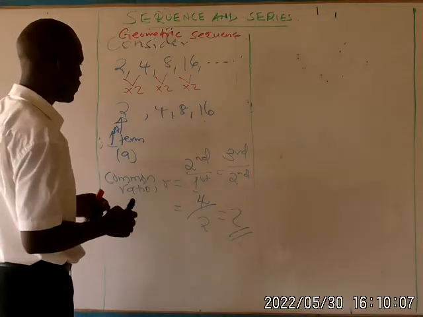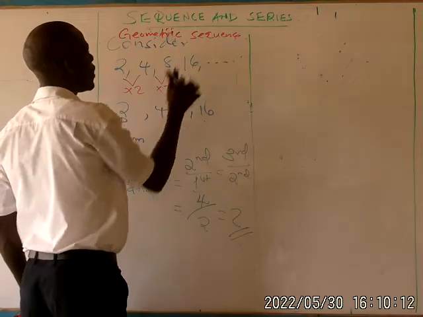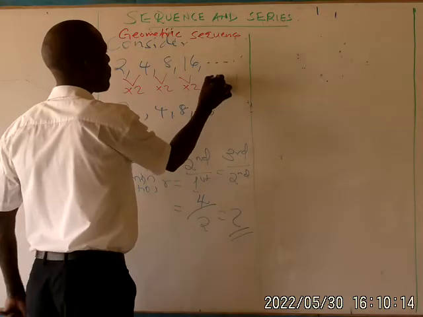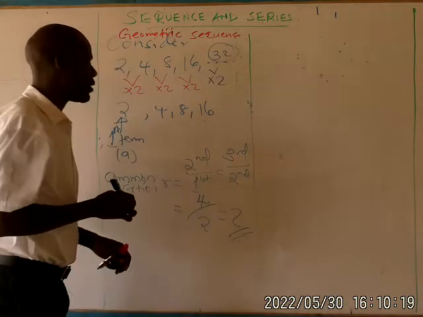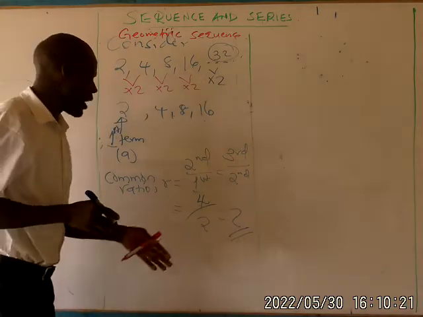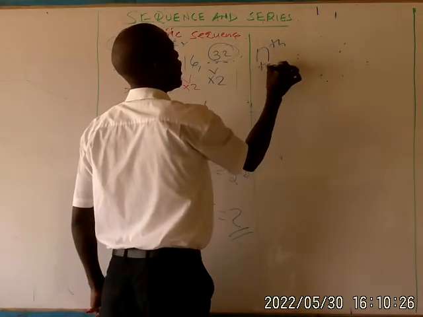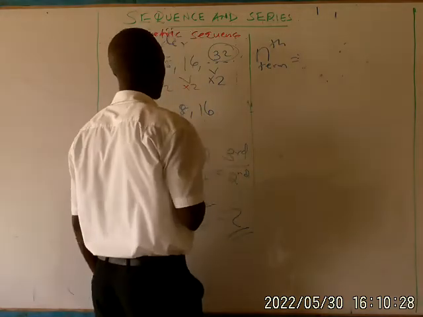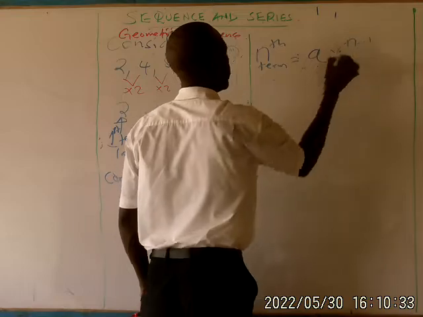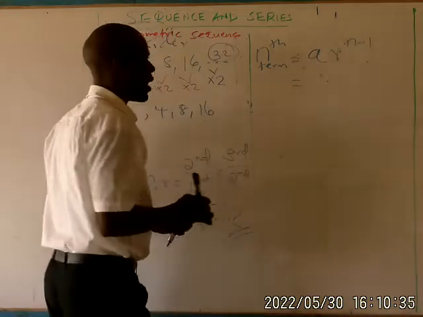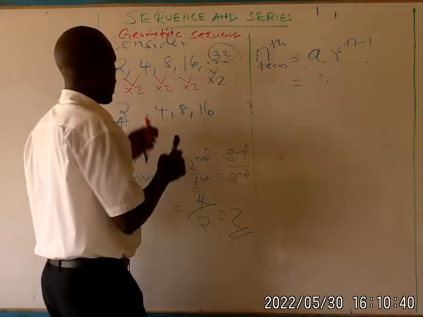The question is, how do I find the term here? This one is the first, second, third, fourth, fifth. How can I find the fifth? Of course, I will multiply by 2 and I will get 32. At the same time, we can use a formula to find the nth term of a geometric sequence. It is by using the formula A R to the power n minus 1.